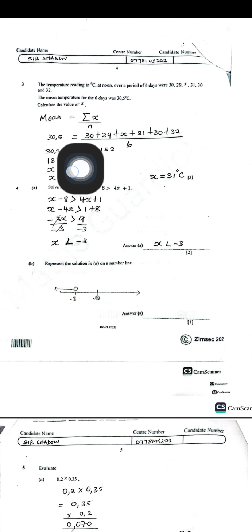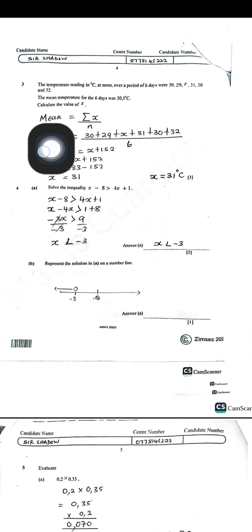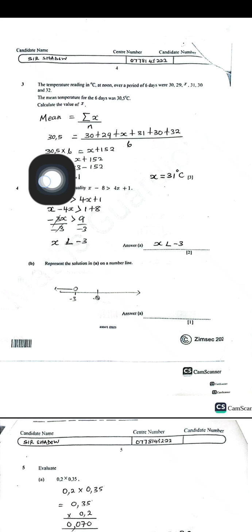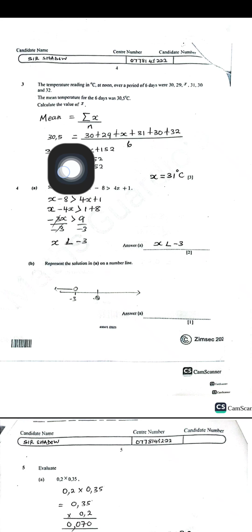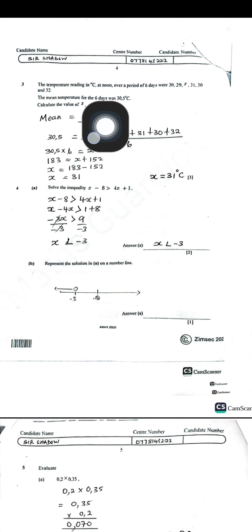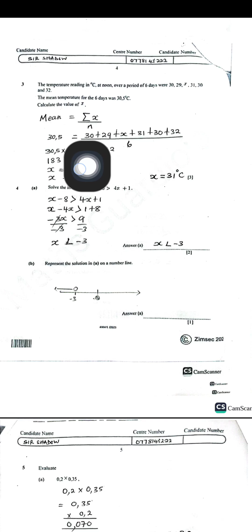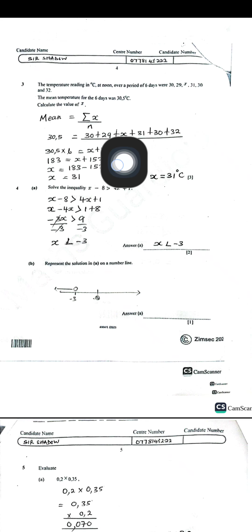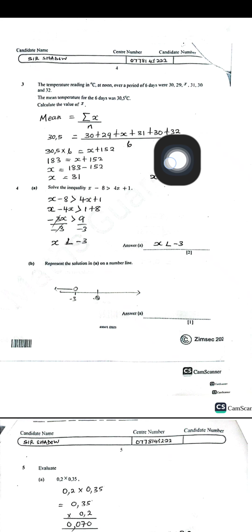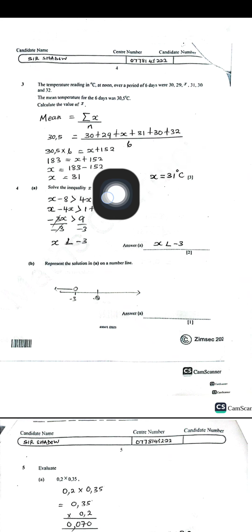So we are adding them, but we are given the mean. On the side where there is mean, you write 30.5, that's the mean for this 6-day temperature range, right? So this becomes 30.5 equals the summation, we are adding everything, then divided by the number of days, which is 6. So 30 plus 29 plus x plus 31 plus 30 plus 32, all divided by 6.